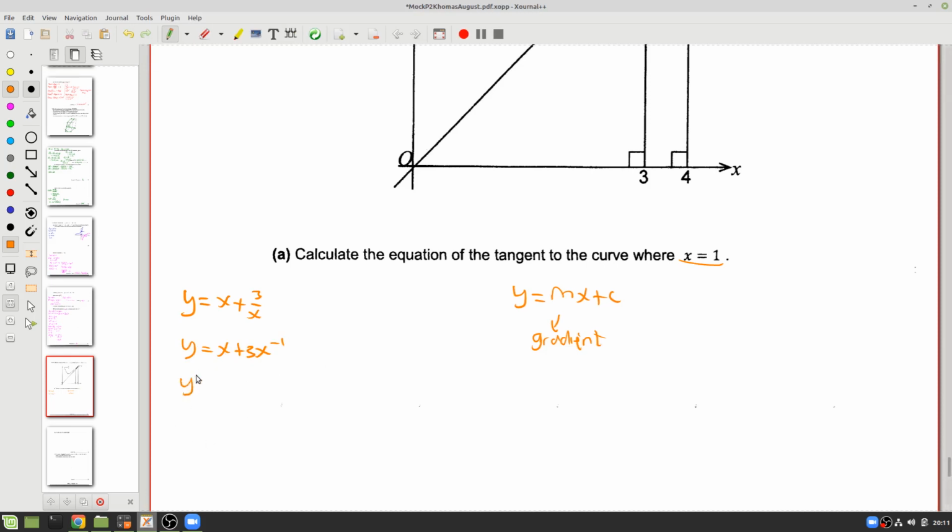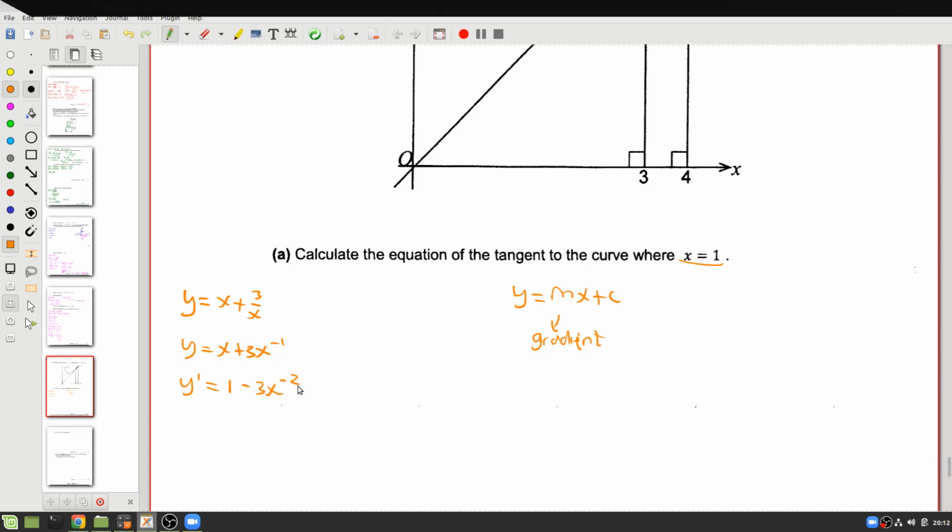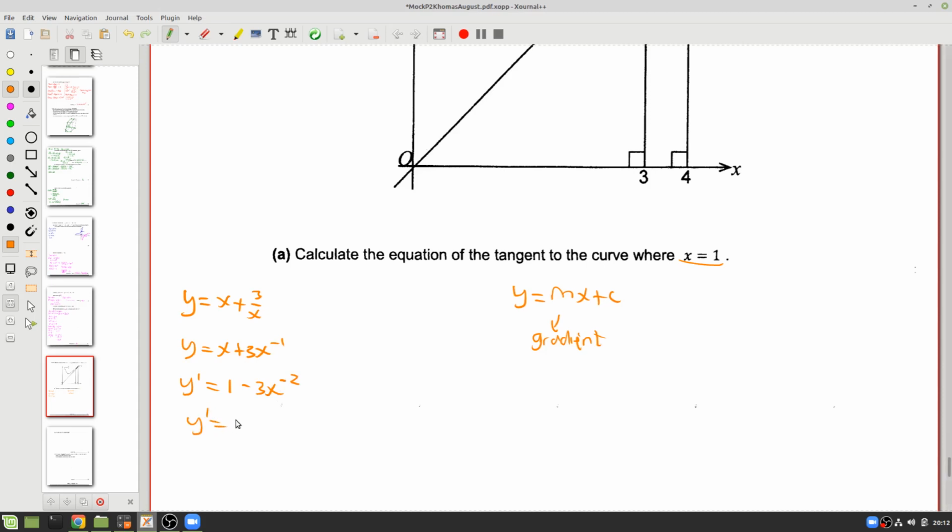So now let's find the derivative. Differentiating x, you get 1. And differentiating this part, negative 1 times 3 is negative 3x, and then we subtract 1 from the exponent, so that's negative 2. We can rewrite that as 1 minus 3 over x squared. This is the gradient at any point for x, but we want the gradient when x is 1. So the derivative when x is 1 equals 1 minus 3 over 1 squared, and that just gives us 1 minus 3, which is negative 2.